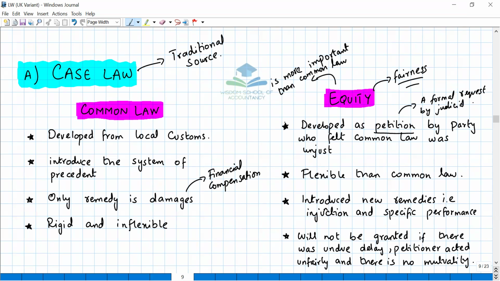The law is still there, but equity has preference. If there is a clash between common law and equity, equity will prevail. You will follow the equity. Okay, now, how could one get an equity?